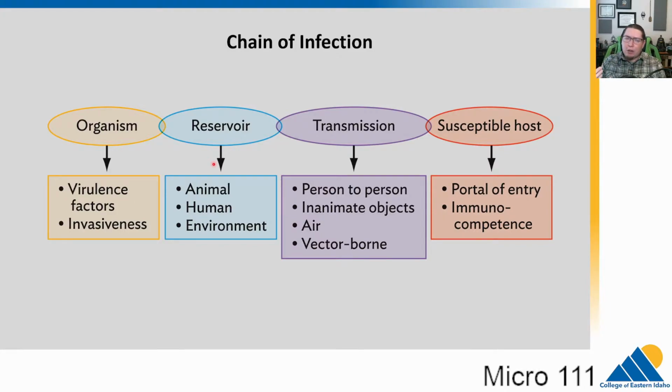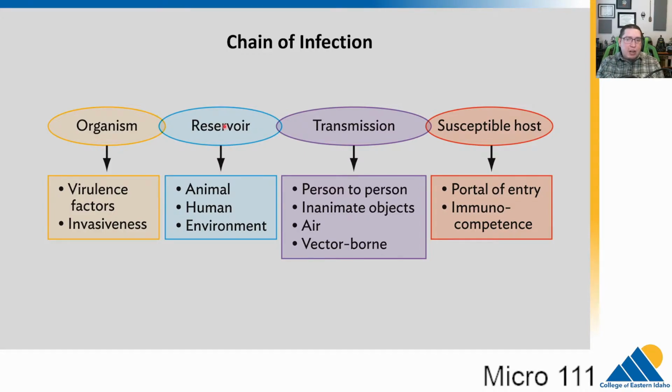One key thing here is understanding what we call the chain of infection. This is the relationship between several factors. We have the organism that causes a disease. That's a microbe of some sort in our cases. There might be virulence factors in there. How invasive is it? Ability to be transmitted. Then we have reservoirs, places that it normally hangs out. These could be in animals, humans, in the environment. We've talked about this previously.